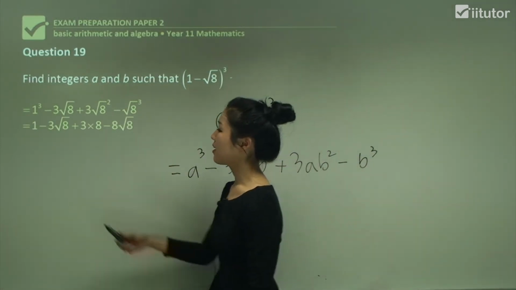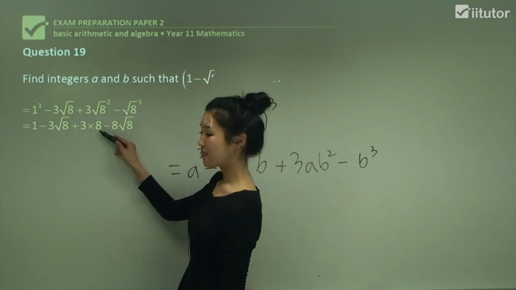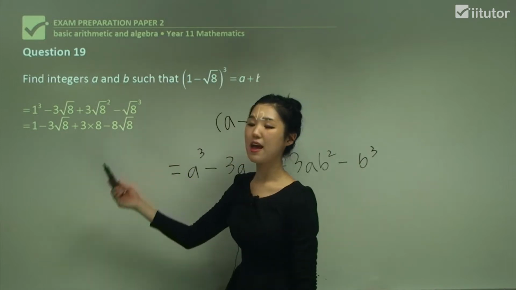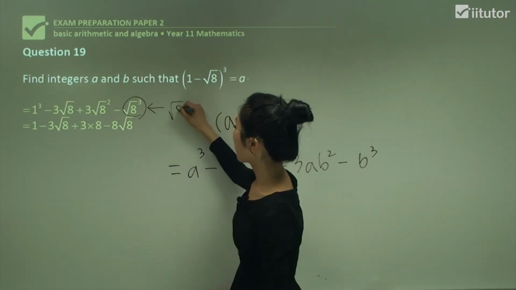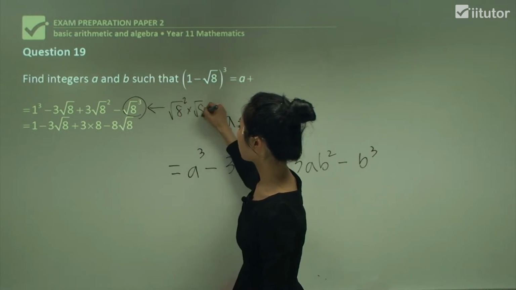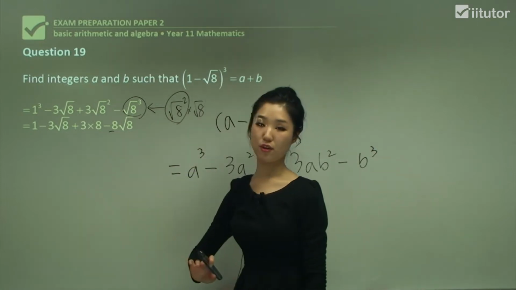Now simplify. 1 cubed is 1 here. Root 8 squared is 8. And root 8 cubed is 8 root 8. Because root 8 cubed is root 8 squared times root 8, isn't it? So root 8 squared is 8. And therefore the root 8 follows.